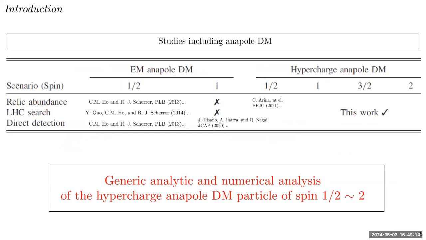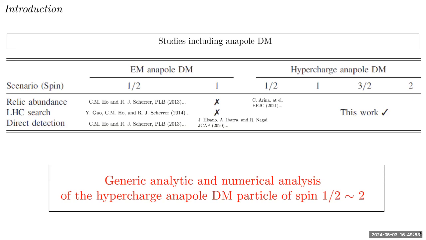Here I arranged the studies including Anapole dark matter. In the case of electromagnetic Anapole dark matter, there are many studies which have been done, and in the direct detection part, there is one paper written by Professors Koper and Sang. And as you can see, in the case of spin 1 electromagnetic Anapole dark matter, the relic abundance and LHC search have not been done.